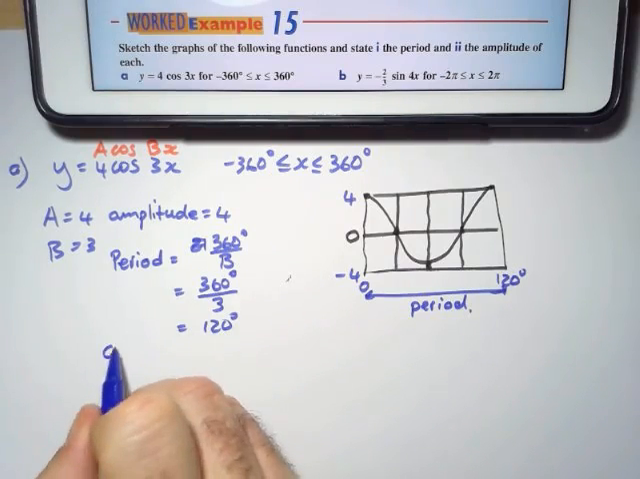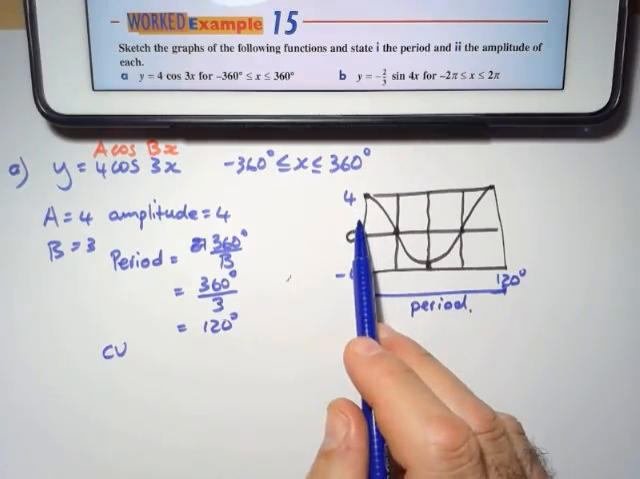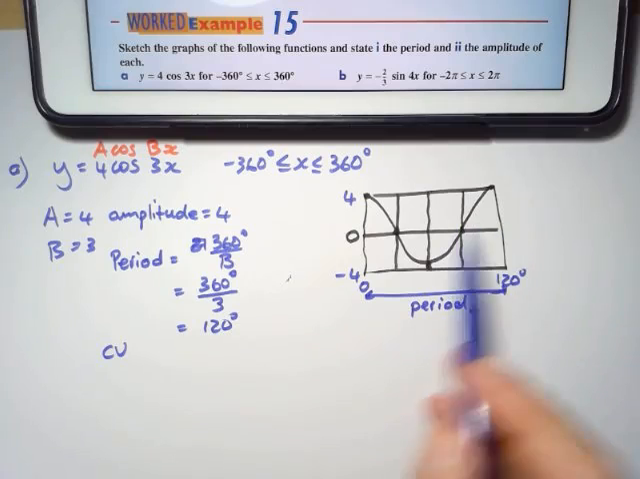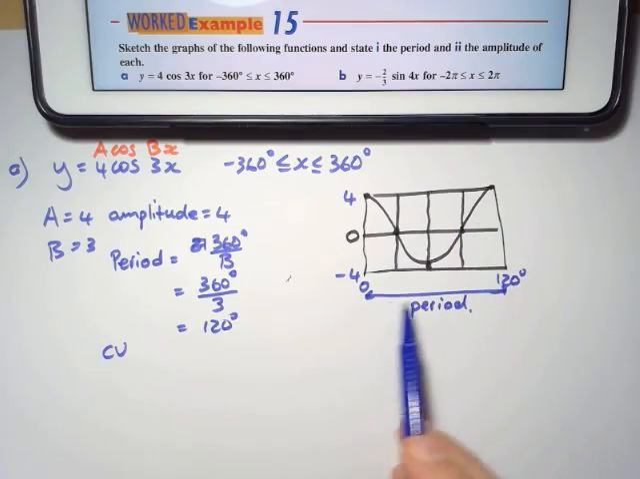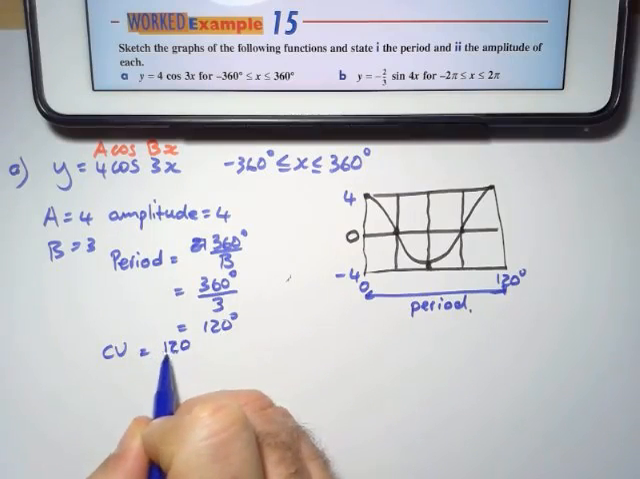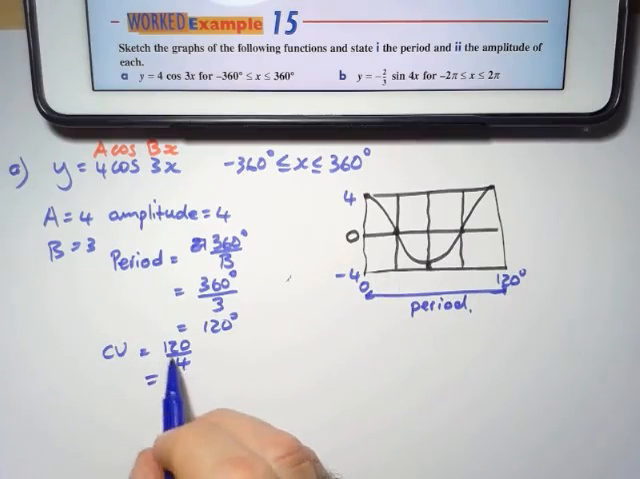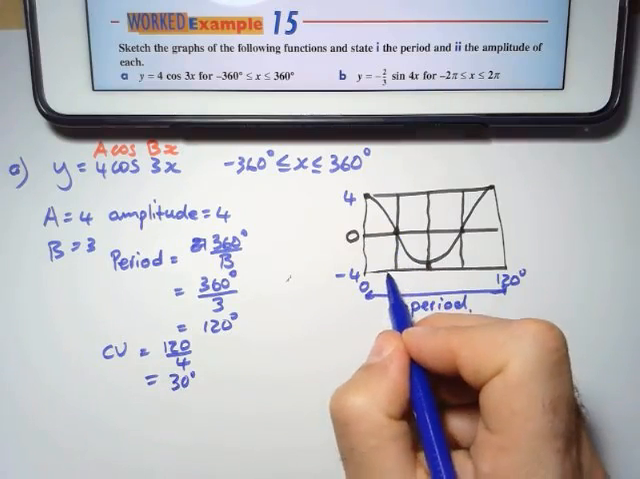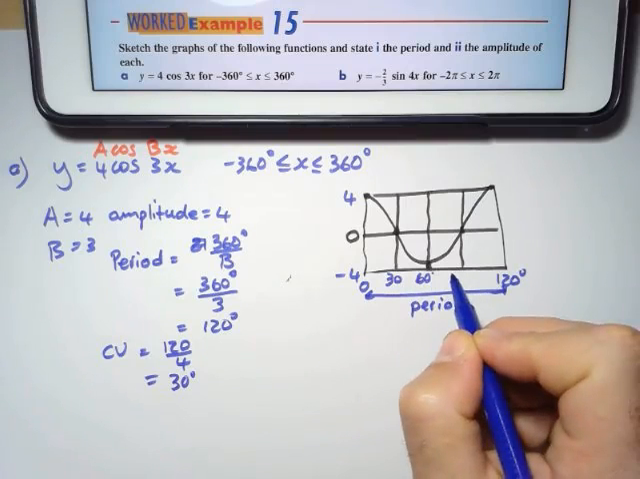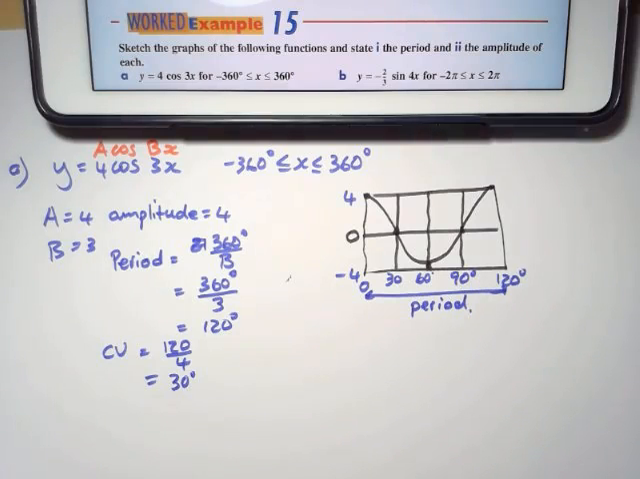What I'm also going to do is I'm going to say my critical values. CV stands for critical values. I've got critical values. I know where it starts, then it's 1, 2, 3, 4. So how big is each one of these? Whatever my period is, 120, always divide by 4 because there's 4 critical values. 120 divided by 4 equals 30 degrees. So what it means, it starts at 0, that's 30 degrees, 60 degrees, 90 degrees, and then 120 degrees. I am now ready to draw my graph.